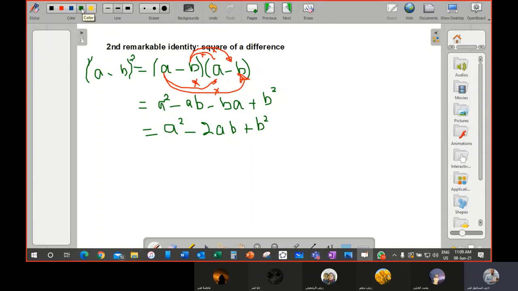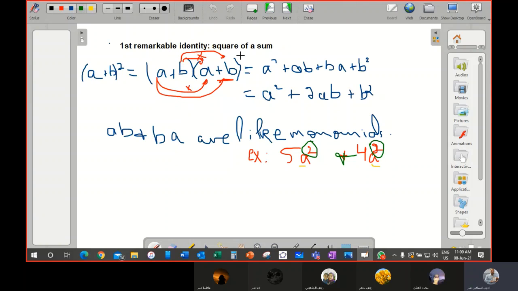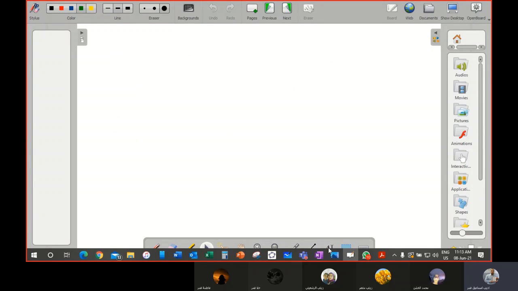Why are we saying square of a difference? Because we have a difference that is squared in A minus B. When we subtract, the result is called the difference between A and B. The difference between A and B is squared, so we name this the square of a difference. In the previous one, it was the square of a sum, because we are adding A plus B, and the result of addition is called the sum. Third remarkable identity.